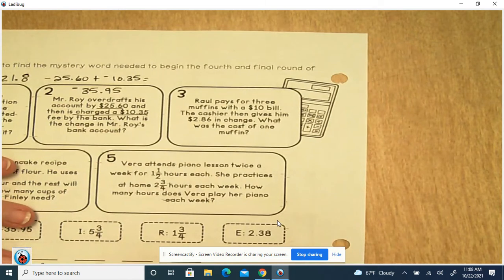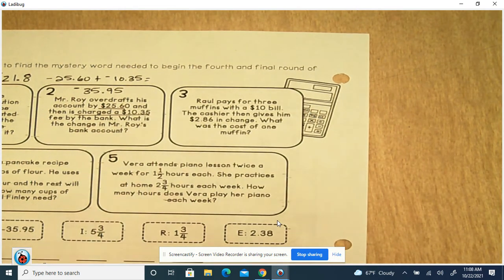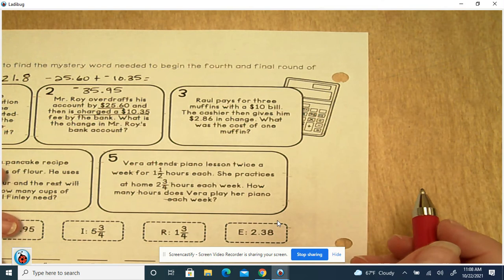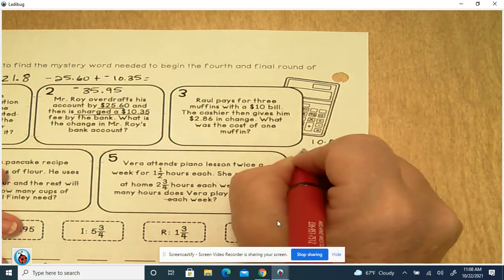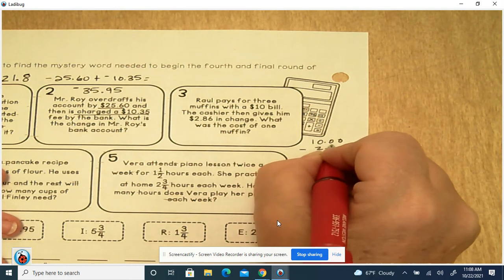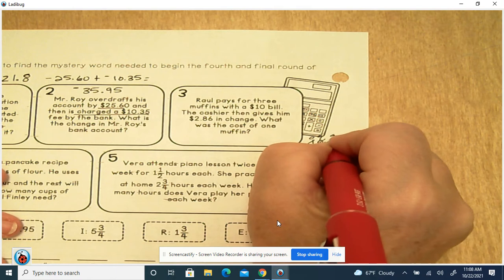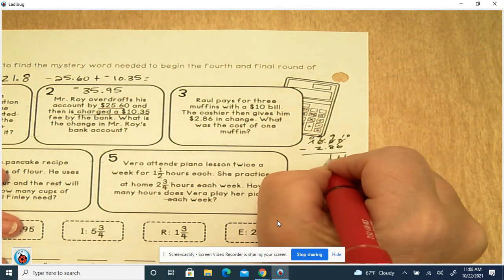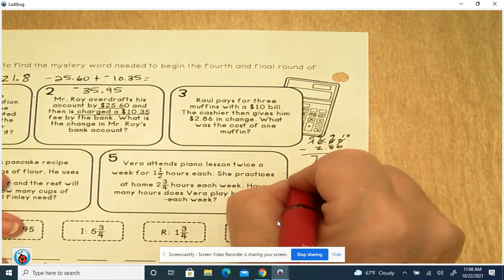Number 3, Raul pays for 3 muffins with a $10 bill. Then the cashier gives him $2.86 in change. What was the cost of the muffin? So we want to take the $10 and subtract the $2.86 change he got back. So we have to borrow all the way across. 10 minus 6 is 4, 9 minus 8 is 1, and 9 minus 2 is 7. That's what the 3 muffins were.